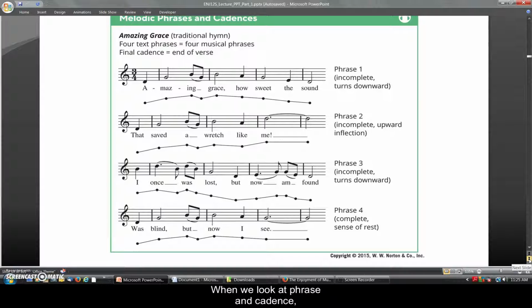When we look at phrase and cadence, we'll see here in this Amazing Grace example that we have 4 phrases. The contour is moving both up and down, and we will see that cadence refers to punctuation. We have 4 punctuations here, basically 3 commas and a period. We will end with the period down there at the very last phrase, where it says complete and sense of rest. So a cadence is really a resting point or a stopping point in the melody, and that's really the most important thing that you need to know about melody.